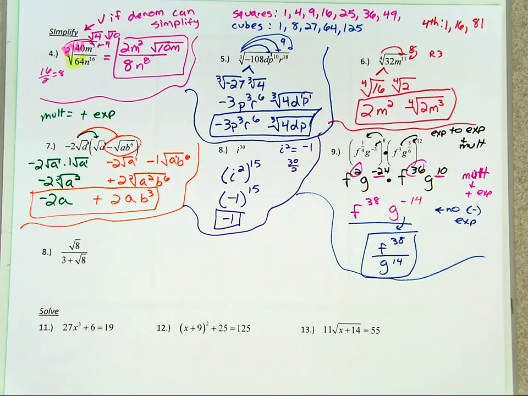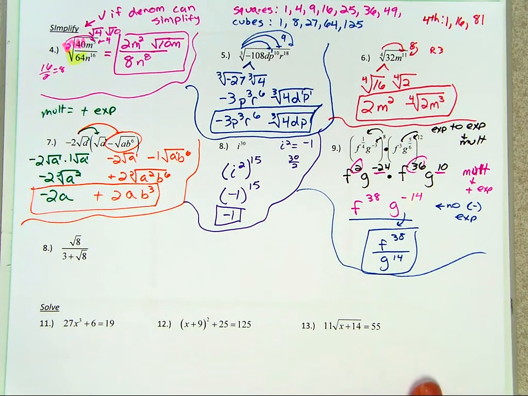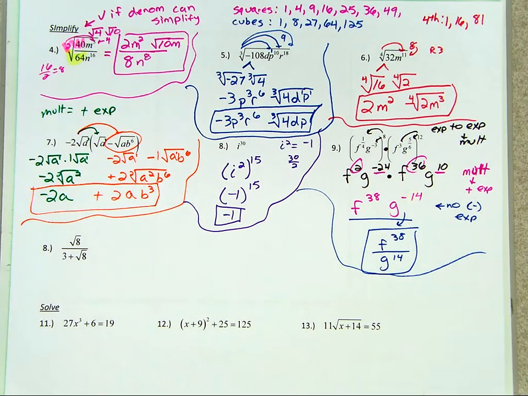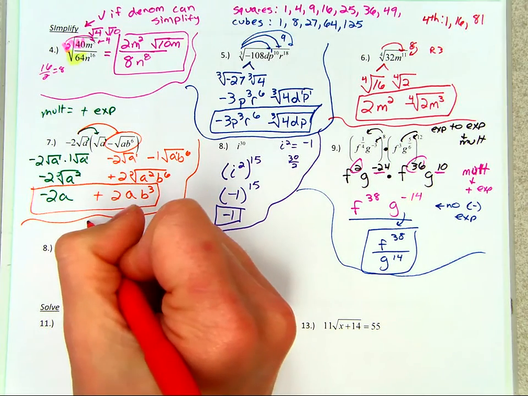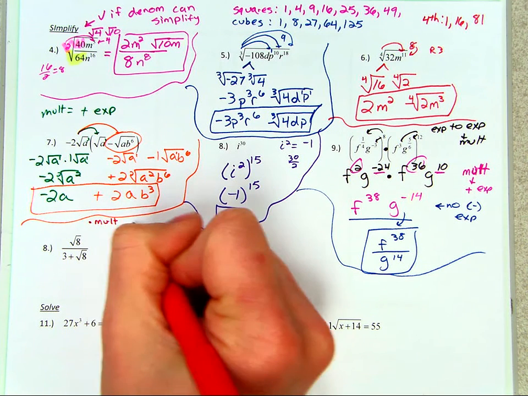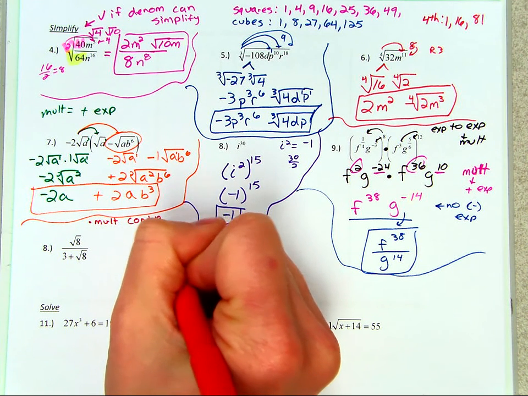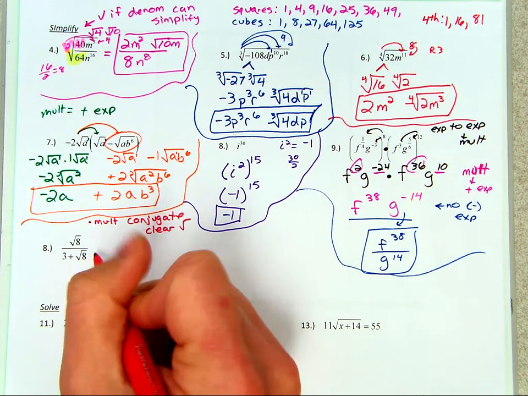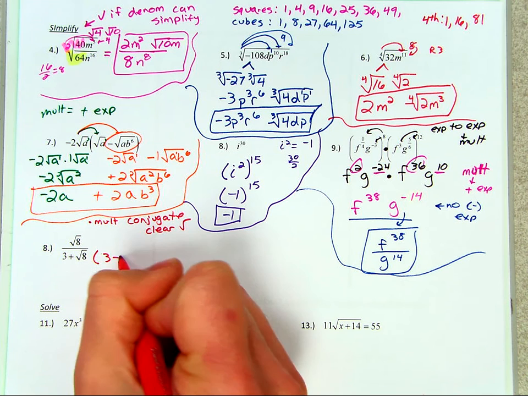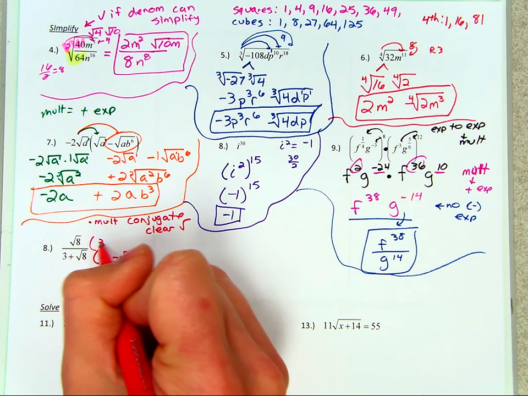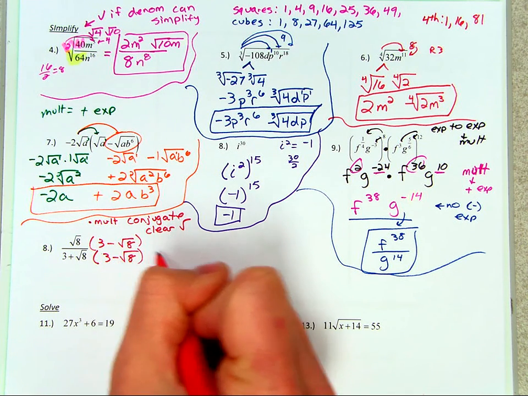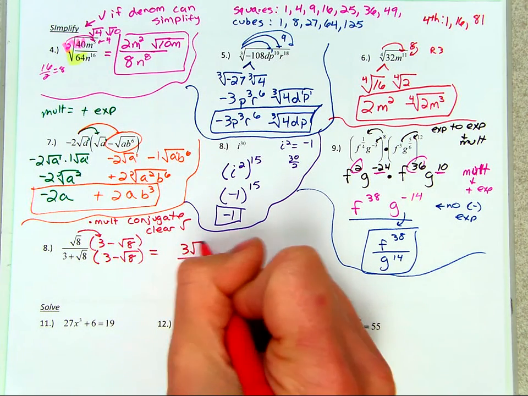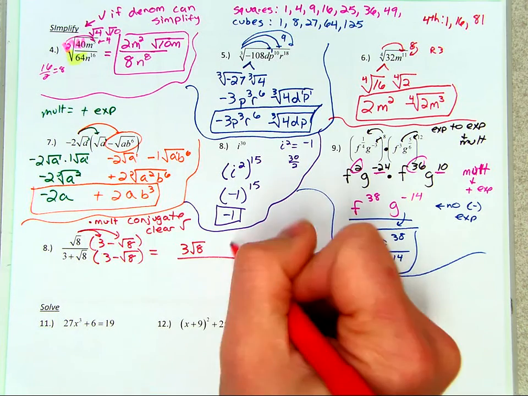Last simplifying problem before we move on to solving. So as soon as you see that there's a plus sign in the denominator, you should realize that you will have to multiply by the conjugate to clear the radical. So the conjugate of this would be 3 minus square root of 8, 3 minus square root of 8. So square root of 8 times 3 would be 3 square root of 8. Square root of 8 times square root of 8 would be negative square root of 64.